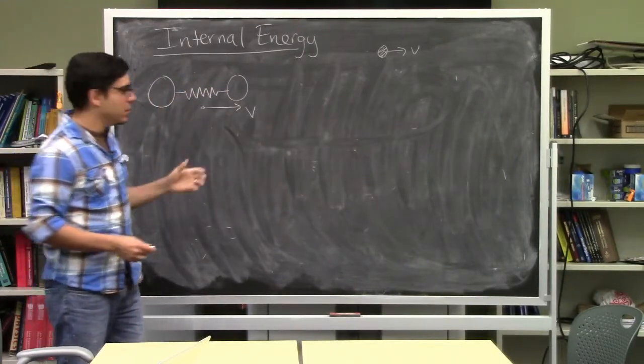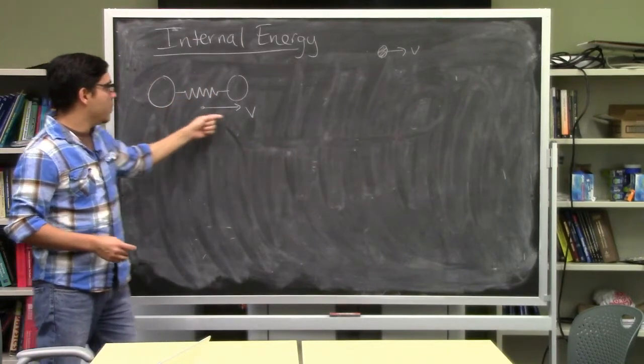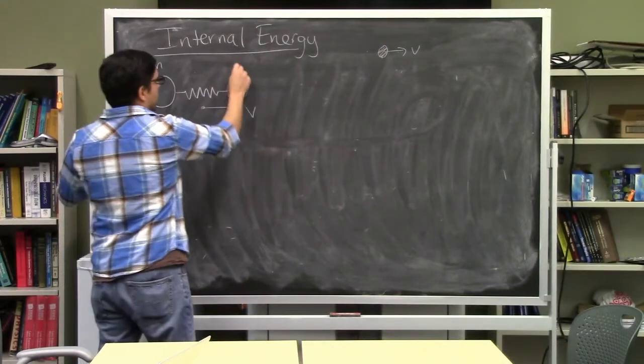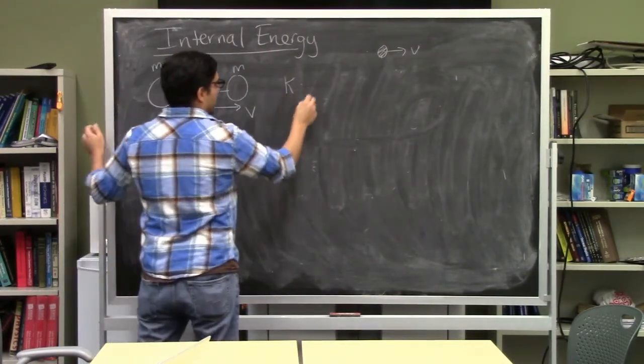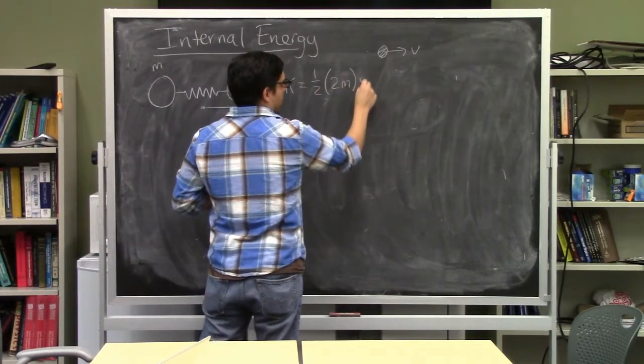associated with that system. So take the example of these two spheres connected by a spring moving with a velocity v. If they each have a mass m, then the kinetic energy associated with that system is 1/2 times 2m v squared.